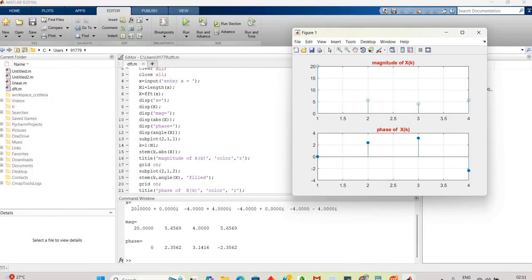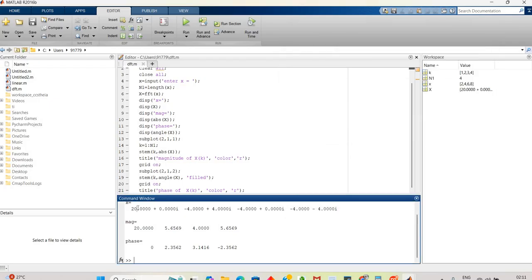So the same thing you are getting here: 20 plus 0i, then minus 4 plus 4i, minus 4, and minus 4 minus 4i. For these you are getting the magnitudes as 20, 5.6569, 4, 5.6569. Similarly the phase: for the magnitude 20, the phase is 0. For this you have 2.3562, for 4 you have 3.1416, and for the last one you have minus 2.3562. Now this must be plotted in a graph.